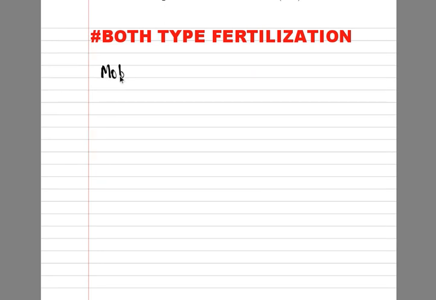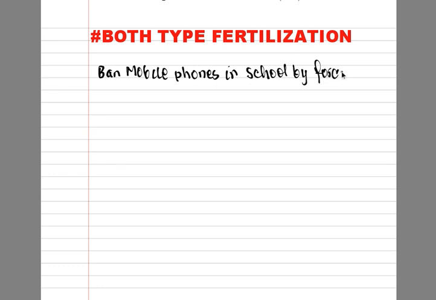Ban mobile phones in school by force. We know that in schools officially mobile phones are banned, but still students sometimes bring them. So the principal is saying that ban mobile phones in school by force.